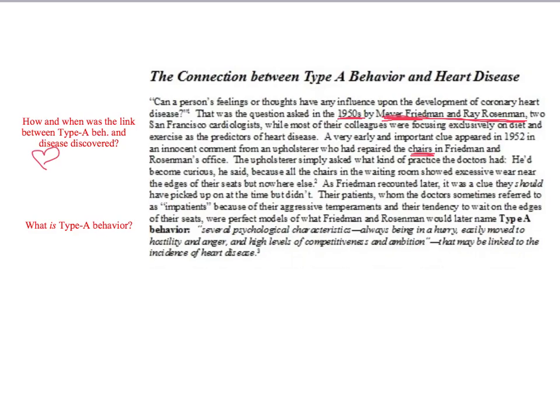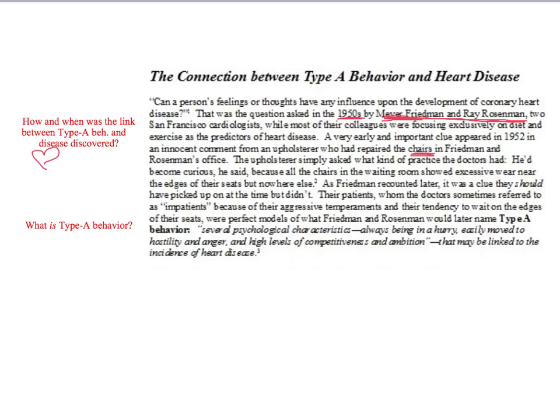Now let's go to the second question. What is type A behavior? Down here, when I was underlining willy-nilly, I underlined all of those last 3 lines. Am I going to underline the phrase type A behavior? The answer, no. I'm not going to underline the phrase type A behavior because that's in the question.